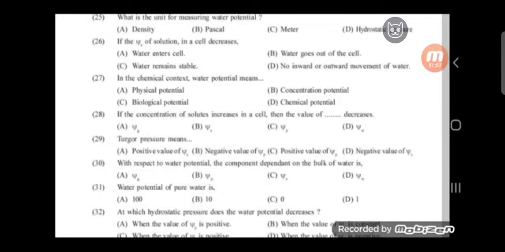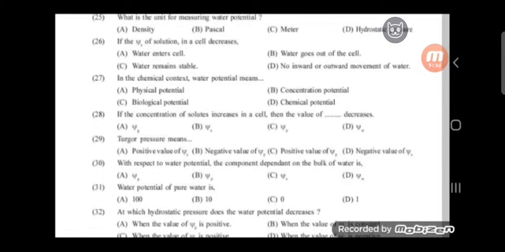So the correct answer for question number 27: in the chemical context, water potential means the chemical potential. So therefore, the correct answer for question number 27 is option D, the chemical potential.